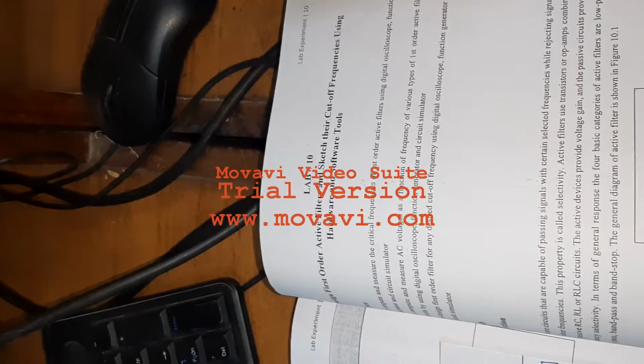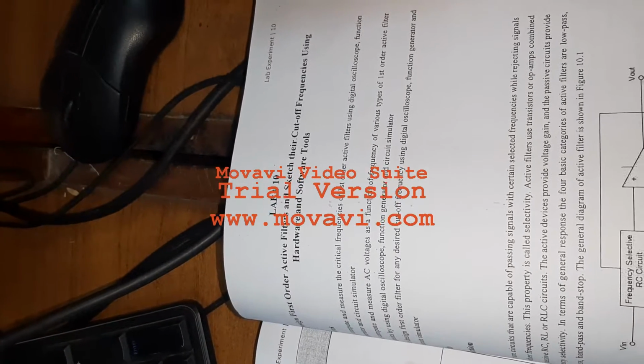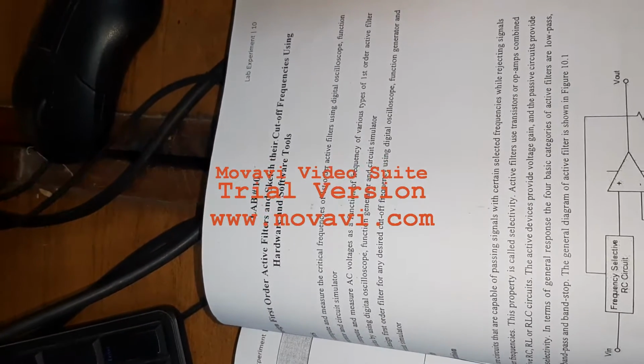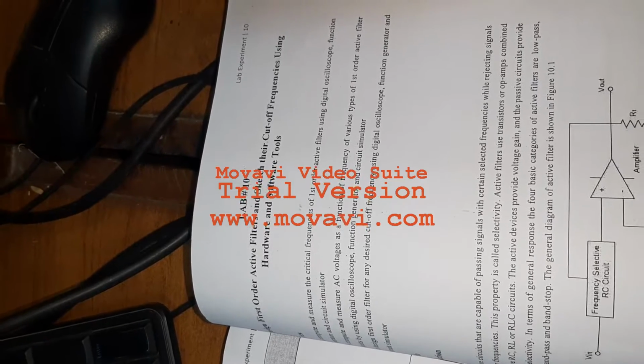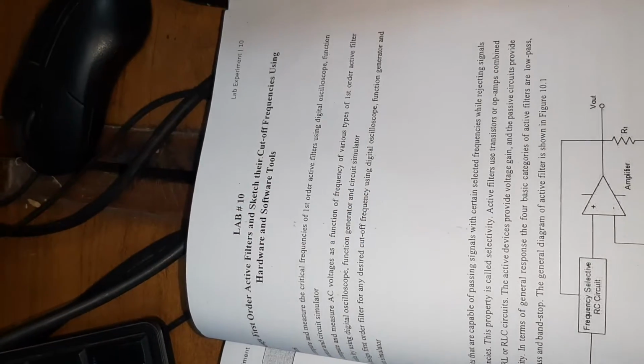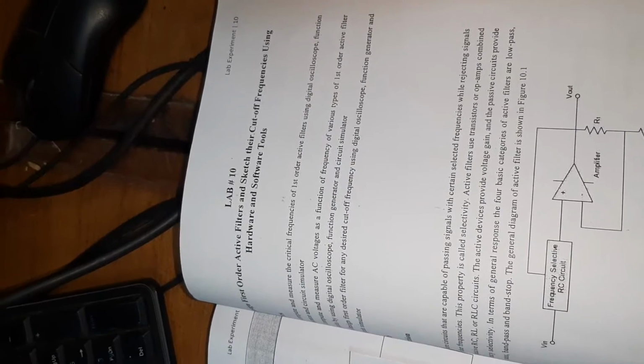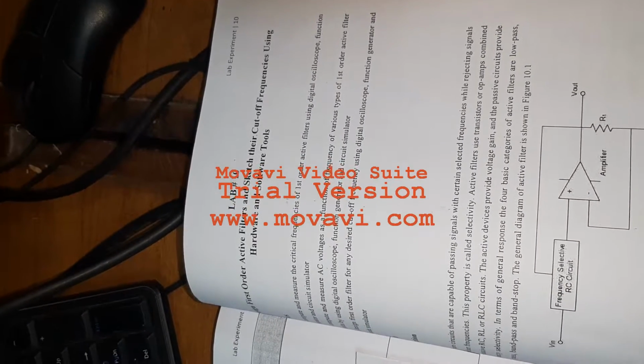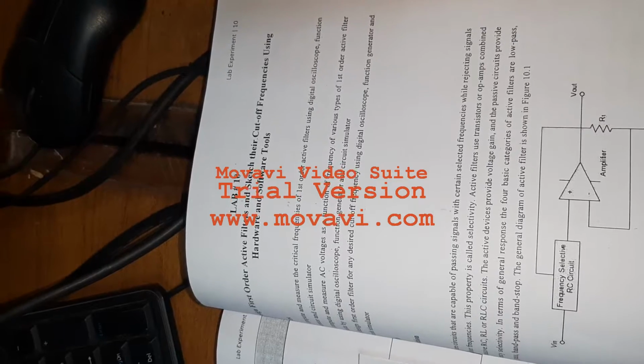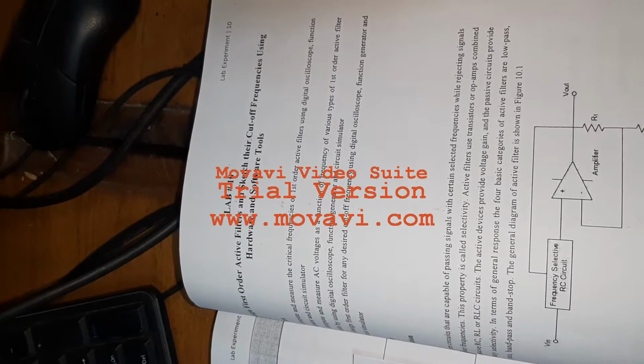Today the lab is about the design of the first order active filter and verifying their cutoff frequency using hardware and software tools. Filters are circuits which allow a selected range of frequencies to pass while rejecting the rest of the frequencies. Filters are of two types, active filters and passive filters.